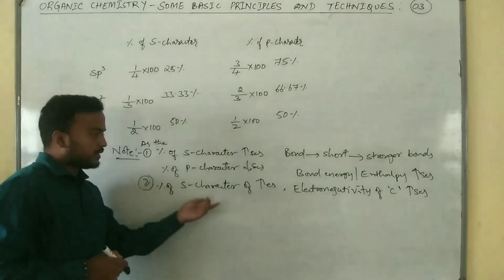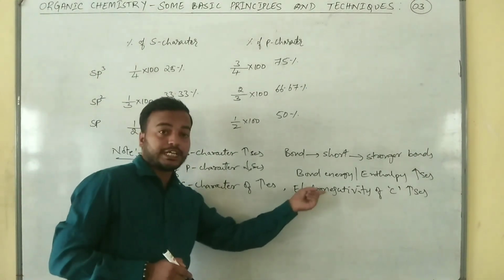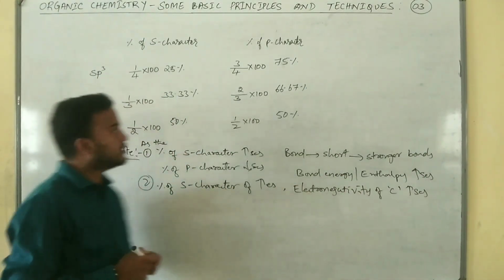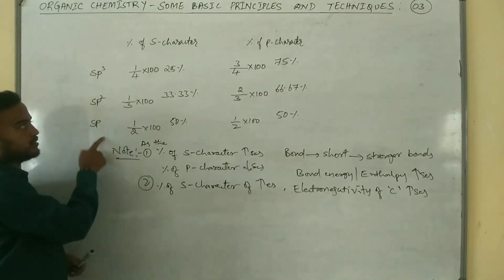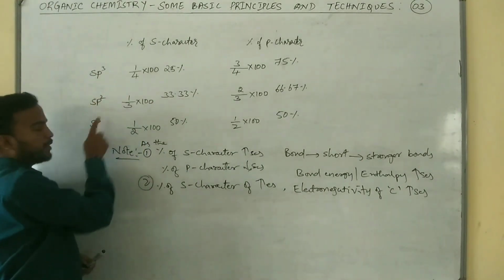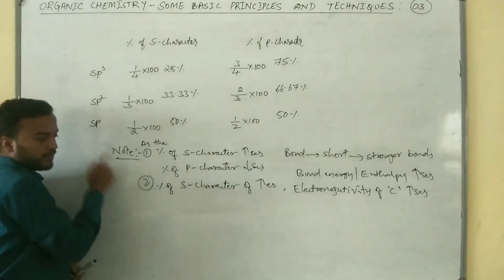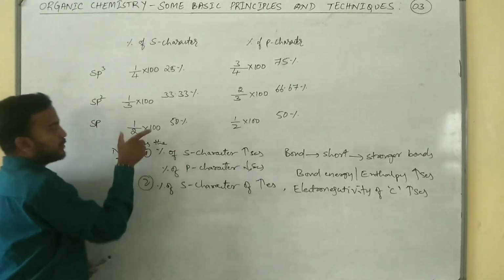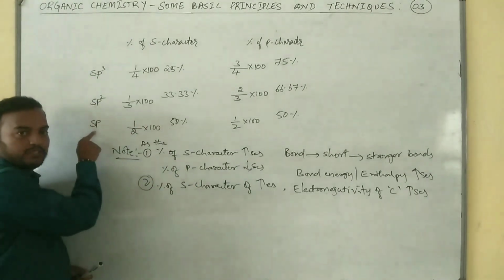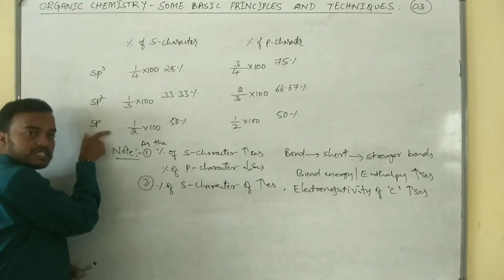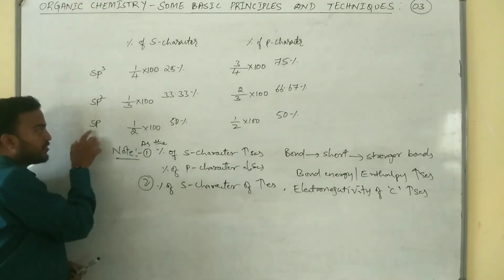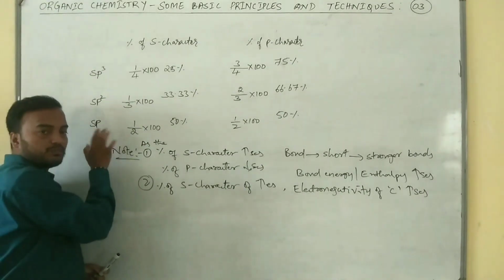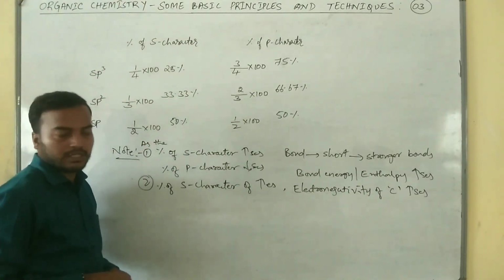As the percentage of S character increases, the electronegativity of that carbon increases. Among the three types of hybridization, sp3, sp2 and sp, the percentage of S character is highest in sp hybridization. So the carbon atom in sp hybridization will show more electronegativity.